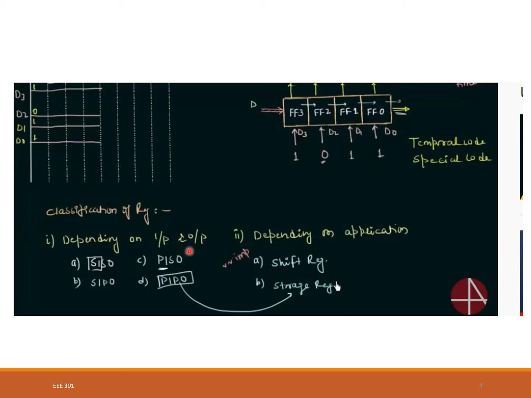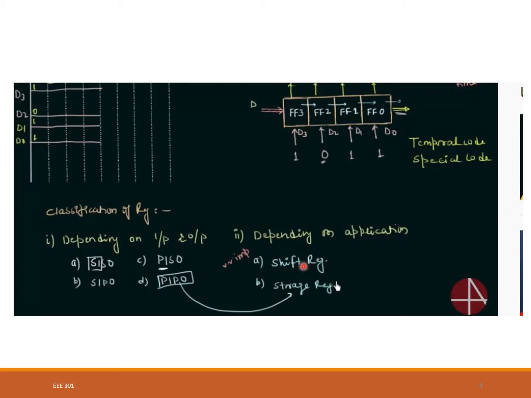So the classification of register. It could be classified based on input and output, also depending on application. So based on input and output, it could be classified in 4 classes. The first one is serial in, serial out, which is called SISO. Serial in, parallel out, SIPO. Parallel in, serial out, PISO. Parallel in, parallel out, PIPO.